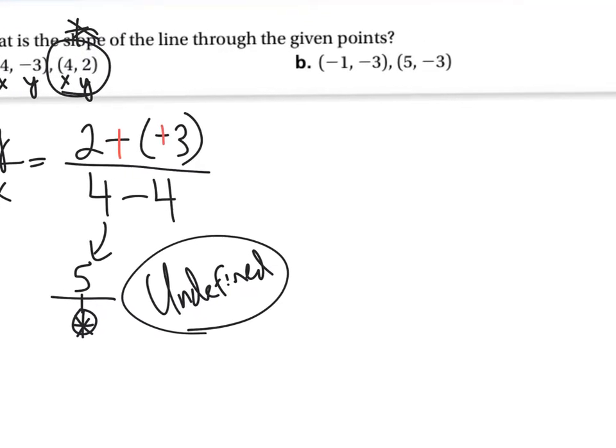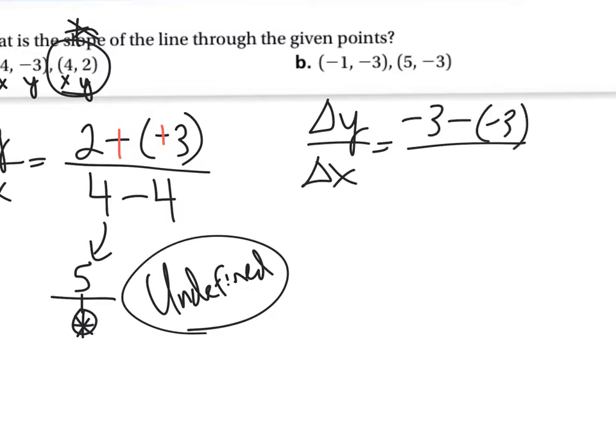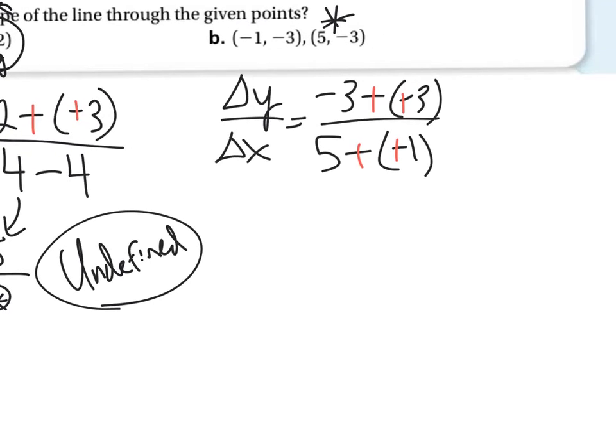Similar idea if we look at part B. Change in y, -3 minus -3. I'm going to start with this one just because I see what's coming on the x's. So x is 5 minus -1. In both cases, if you want to add the opposites on those, you can. So this time we get 0 divided by 6. And if you take 0 and you divide it into 6 piles, each pile has 0.